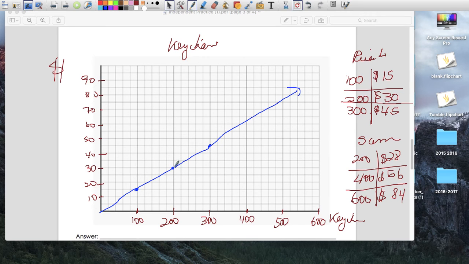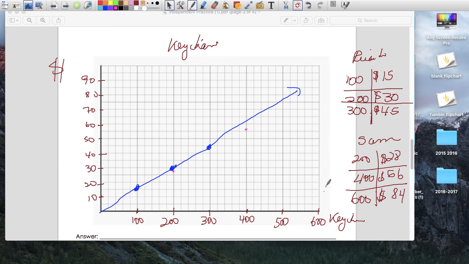Okay, here are your dots. And then Sam, 200 keychains cost him 28, which is... let's change colors here, let's try this pink here. It's a little bit lower. 400 cost him 56, which is about 55, which is about here.